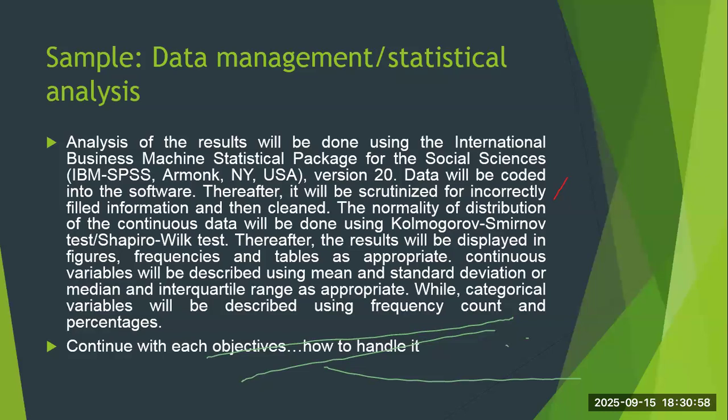Continuous variables will be described using mean and standard deviation or median and interquartile range as appropriate, because we don't know whether they will be normally distributed or not. While categorical variables will be described using frequency count and percentages. Then you will take each of your objectives and handle them.